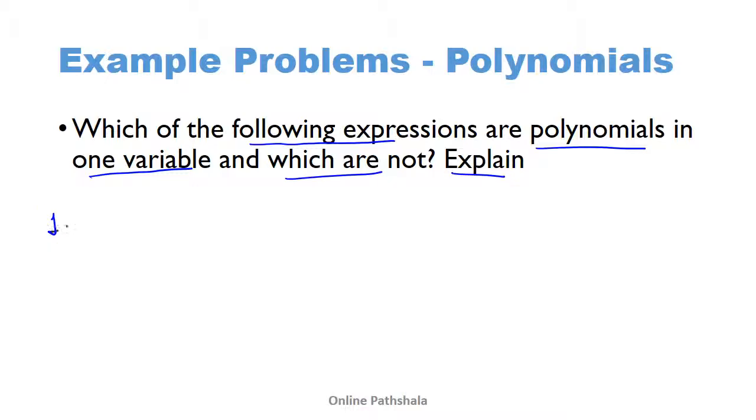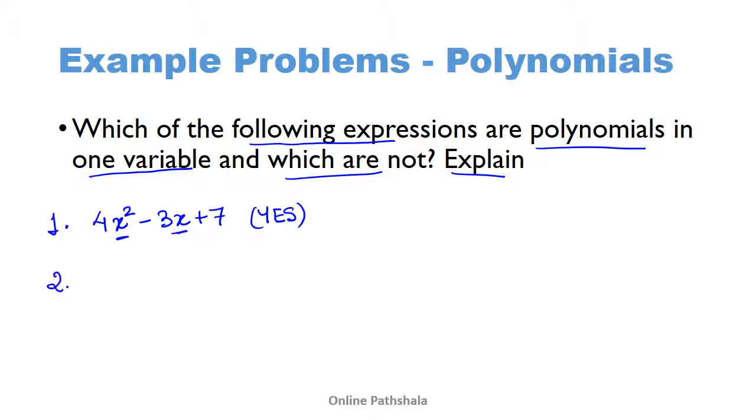The first one is 4x squared minus 3x plus 7, right? So the only thing we have to see, to check whether it is a polynomial in one variable, is just to check the number of variables in the expression. Now if I look at this expression, the only variable that it has is x, right? So you have 4x squared minus 3x plus 7. So this is a polynomial in one variable. So the answer to that is yes.